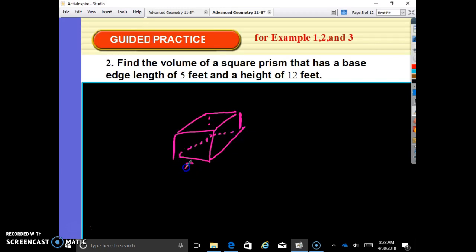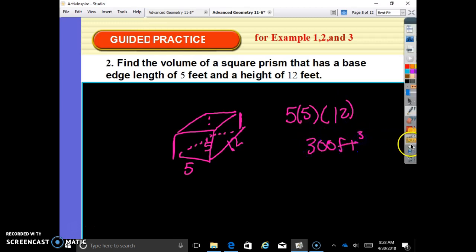And it says a base edge length of 5 and a height of 12. Area of the base, 5 times 5, times the height. 25 times 12 is 300. This should be 300 feet cubed.